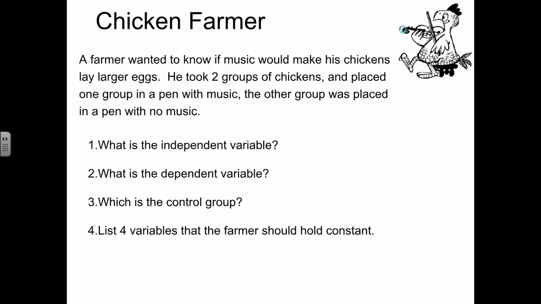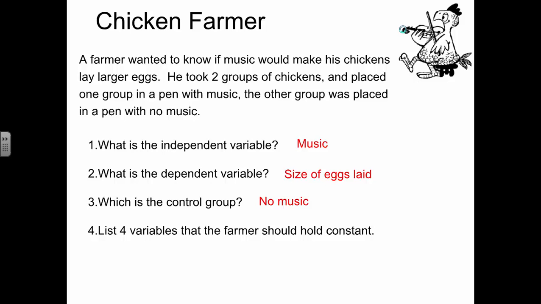What's the dependent variable in this experiment? Again, be brief. Be concise. Abby? The size of the chickens' eggs. Exactly. The size of the eggs. Don't say which laid larger eggs. Just tell me what we are going to be measuring. What's the data that we're gathering? All right, which one is the control group in this experiment? Yeah, the group with no music. That's the control group. What would we call the other chicken pen with music playing? What's the name of that group? Oh, experimental. That's the experimental group.